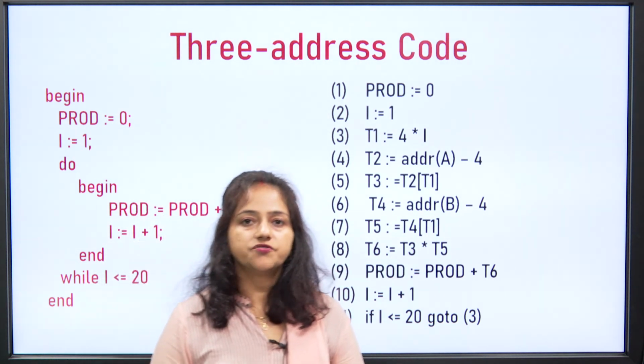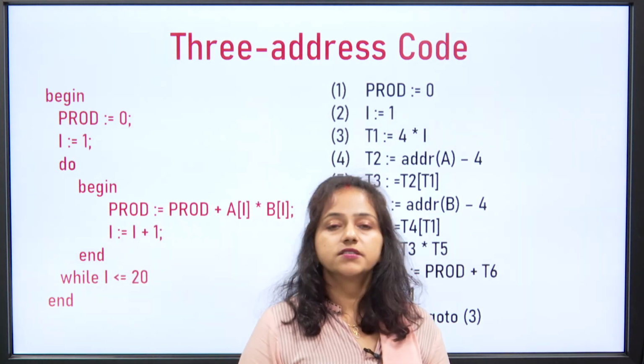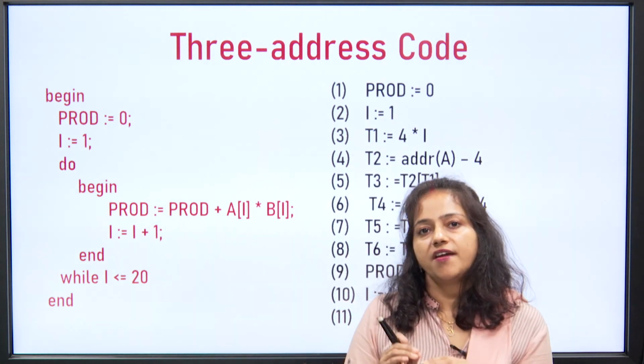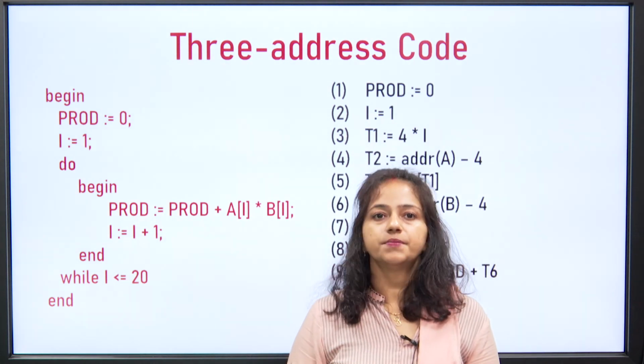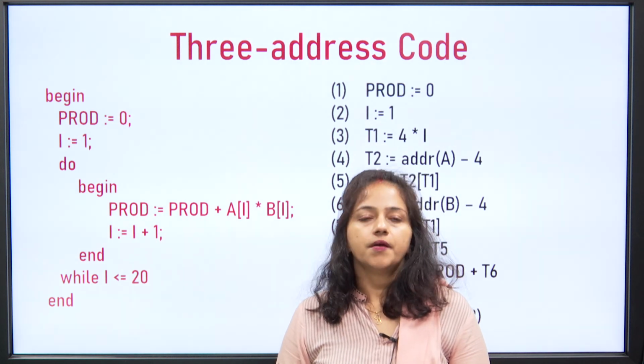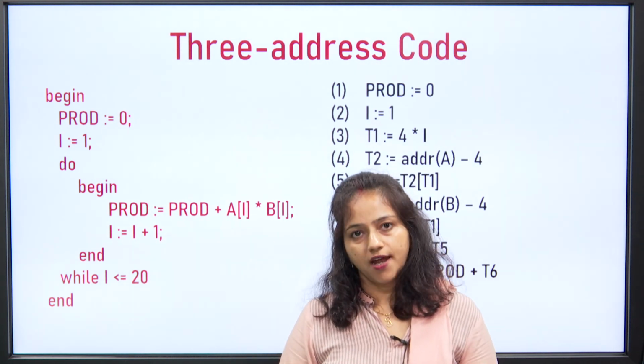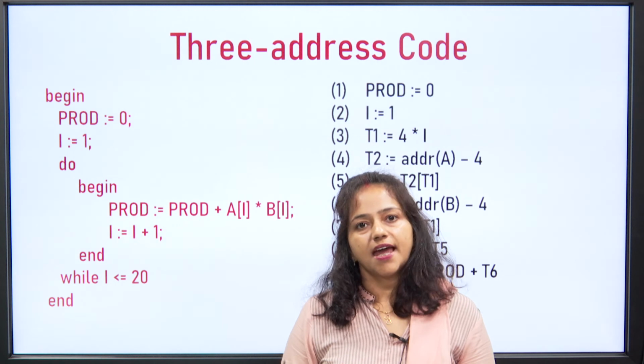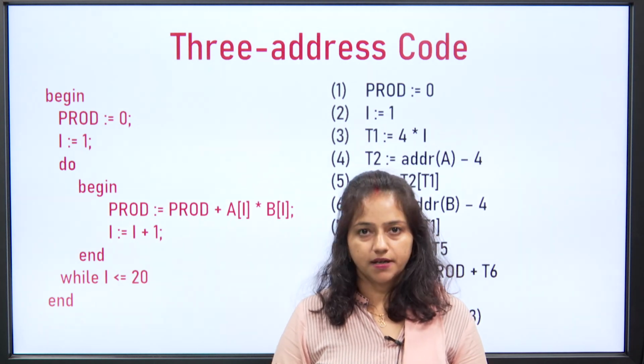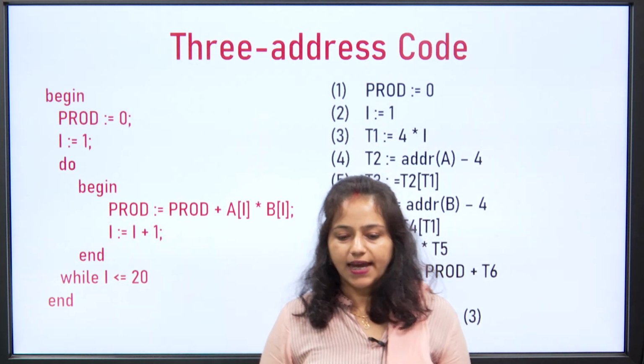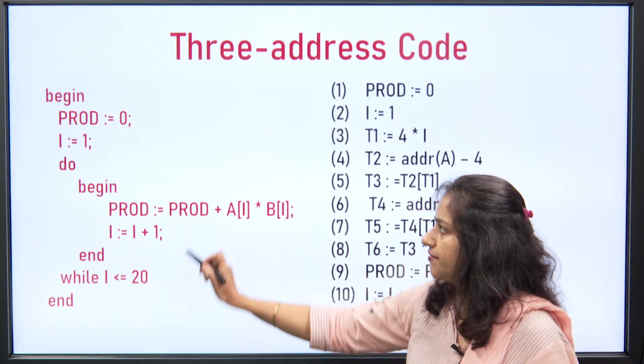3 address code we already know. In 3 address code, the result of every computation will be stored in some temporary variable, and in a particular statement in 3 address code, other than the assignment operator, at most one operator may appear. Now, we can write the 3 address code for this given program.